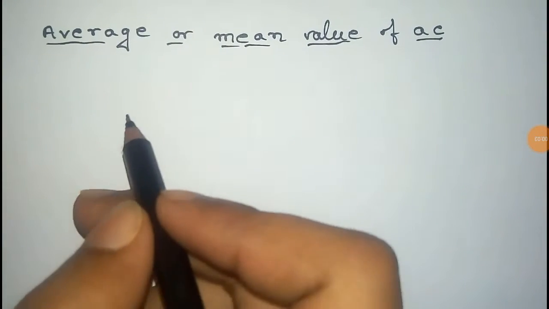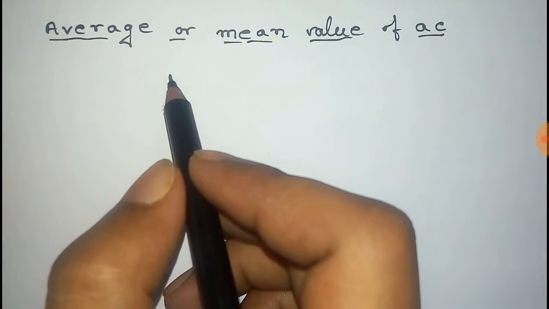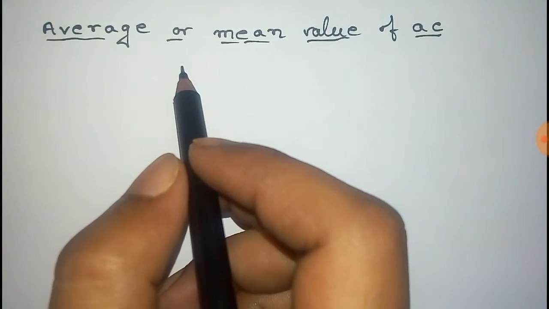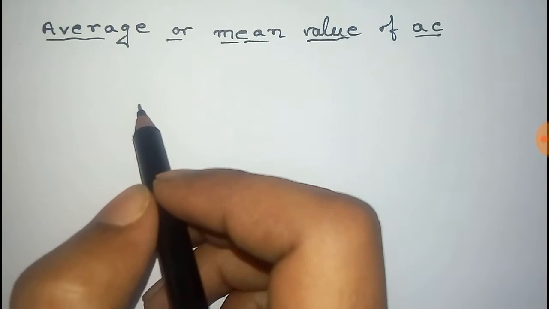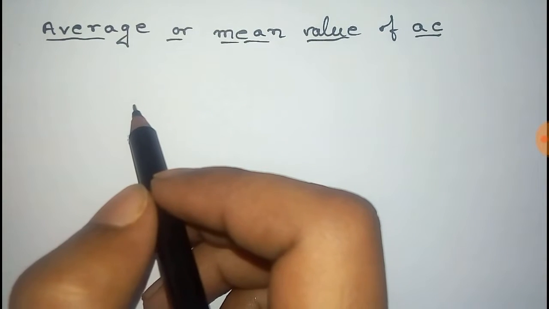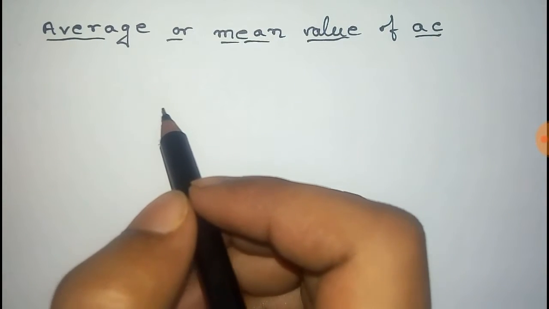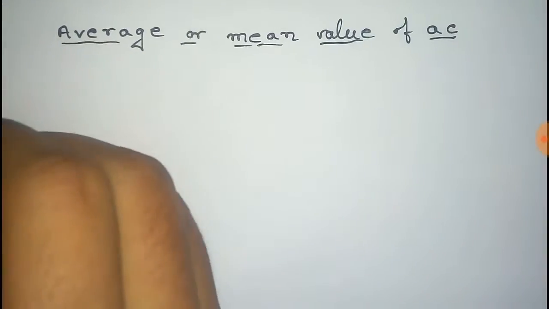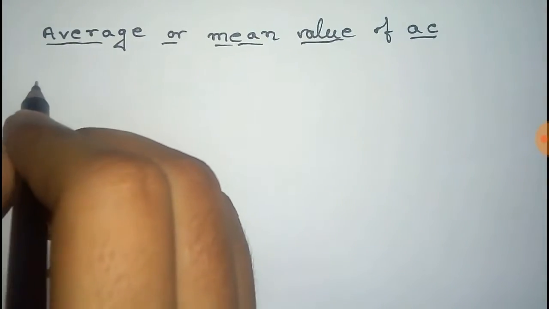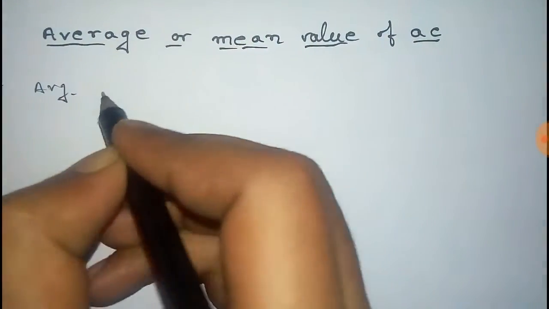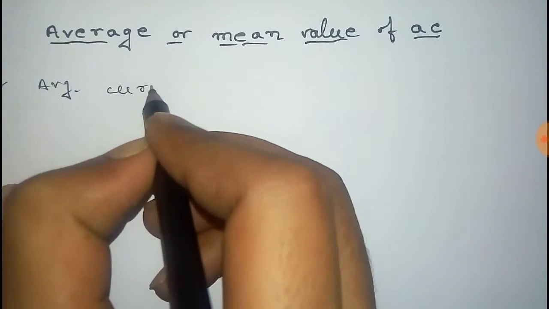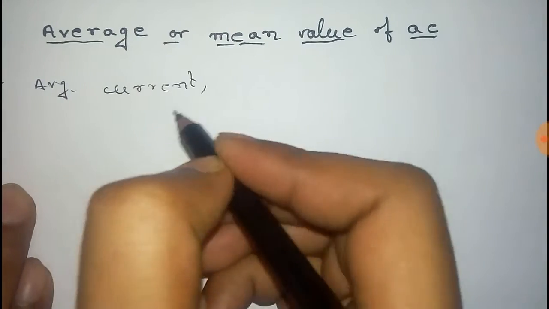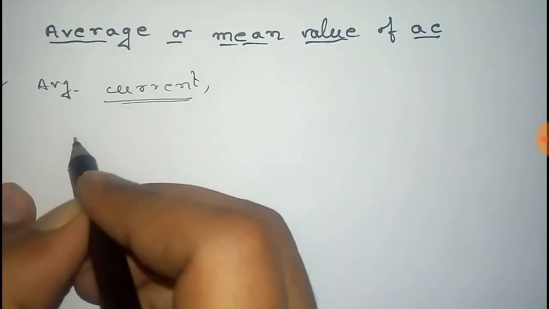We have to find the average or mean value of AC. The average of any symmetric AC wave over a complete cycle is 0. So the average of AC means average over a half cycle. So for current, the average current would be that is IAV.